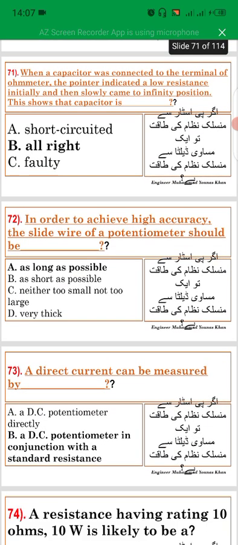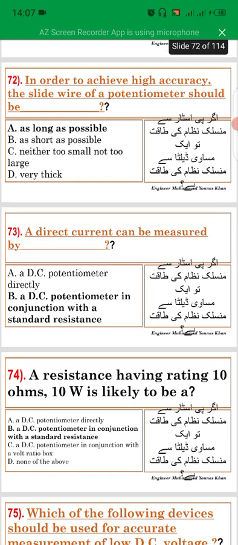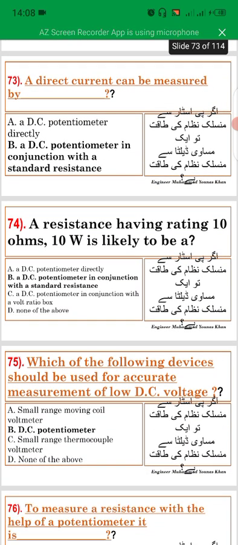When a capacitor was connected to the terminal of the ohmmeter, the pointer indicated a low resistance initially and then slowly came to infinity position. This shows that the capacitor is alright. In order to achieve high accuracy, the slide wire of a potentiometer should be as long as possible. A direct current can be measured by the DC potentiometer in conjunction with the standard resistance.